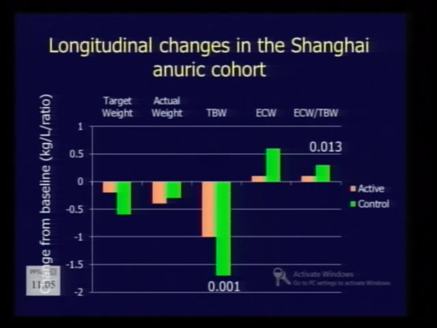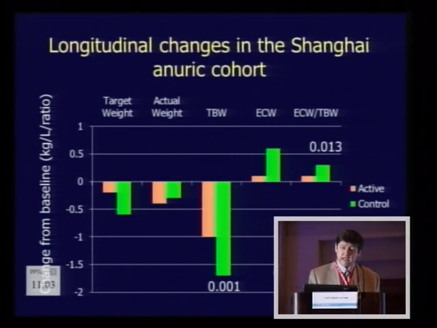The second data slide I'm going to show you is from the anuric cohort in the Shanghai study. And this was different again. What we saw in this part of the study was much more what we predicted would happen. What we found was in the control patients that their body composition deteriorated during the course of the 12-month period.